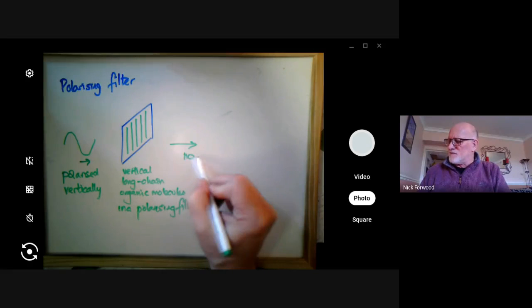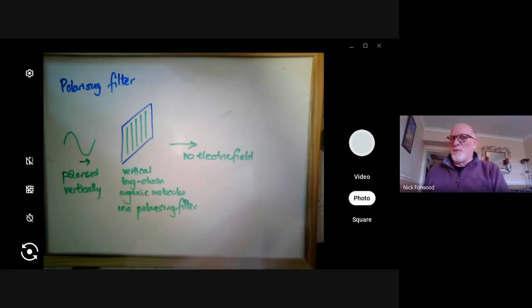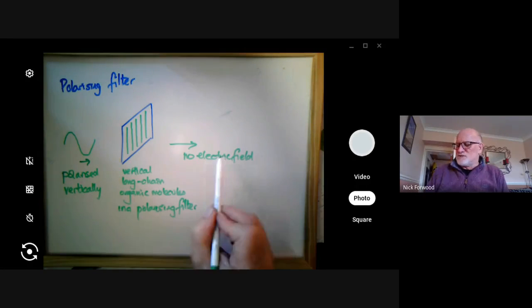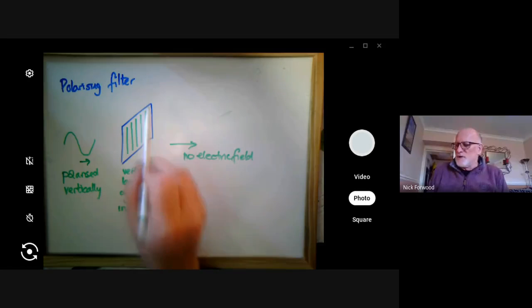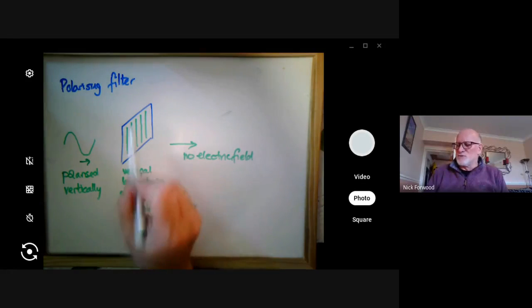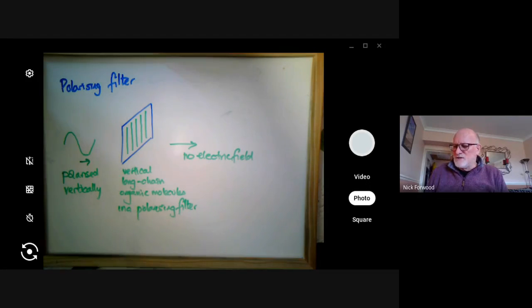No electric field. And with it, no magnetic field. So if there's no electric field oscillation coming out there, what will you see? You'll see absolutely nothing. And so you can have a bright light that's polarized vertically here, and on this side, you'll see no light at all. So it completely, 100% stops the electric field, because these long chain molecules soak up the oscillating energy, which is going up and down.